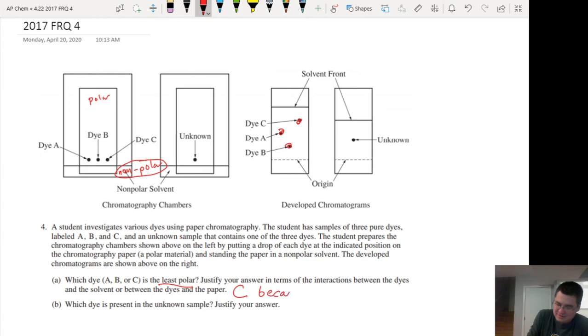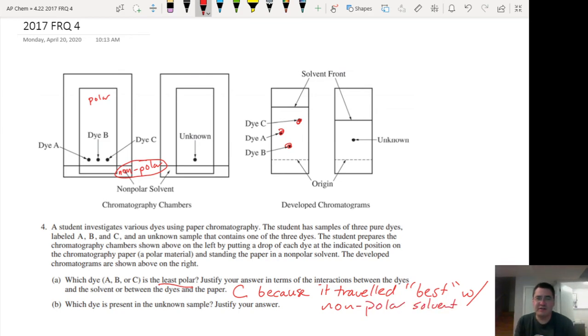If you had a polar substance, if it's polar, what's it going to be more attracted to, the paper or the solvent? The paper. It would be attracted to the paper. If it's attracted to the paper, will it travel with the solvent very well then? No. So you know that because dye C traveled the best with a non-polar solvent. That would be the reason, meaning it traveled the furthest.